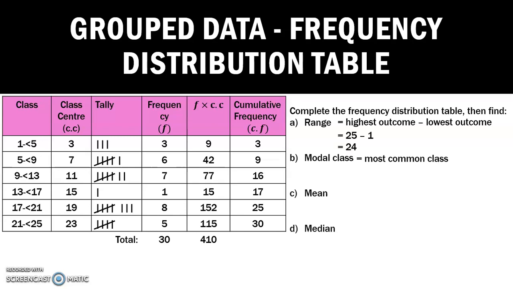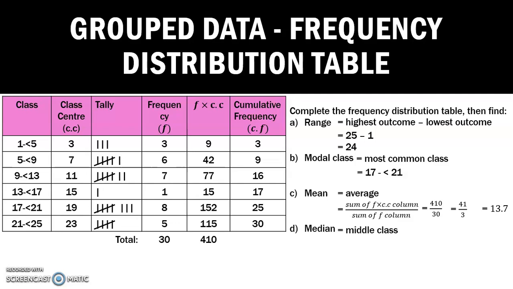Our modal class is our most common class. Instead of having our mode, like we did for a frequency distribution table, we're now talking about our most common class. The class that occurs the most, or has the highest frequency, is our 17 to less than 21 class. Our mean is our average, and it's exactly the same as the mean for a frequency distribution table. However, it's the sum of our F times CC column divided by the sum of our F column. So we go 410 divided by 30, which is 41 over 3, which is 13.7.